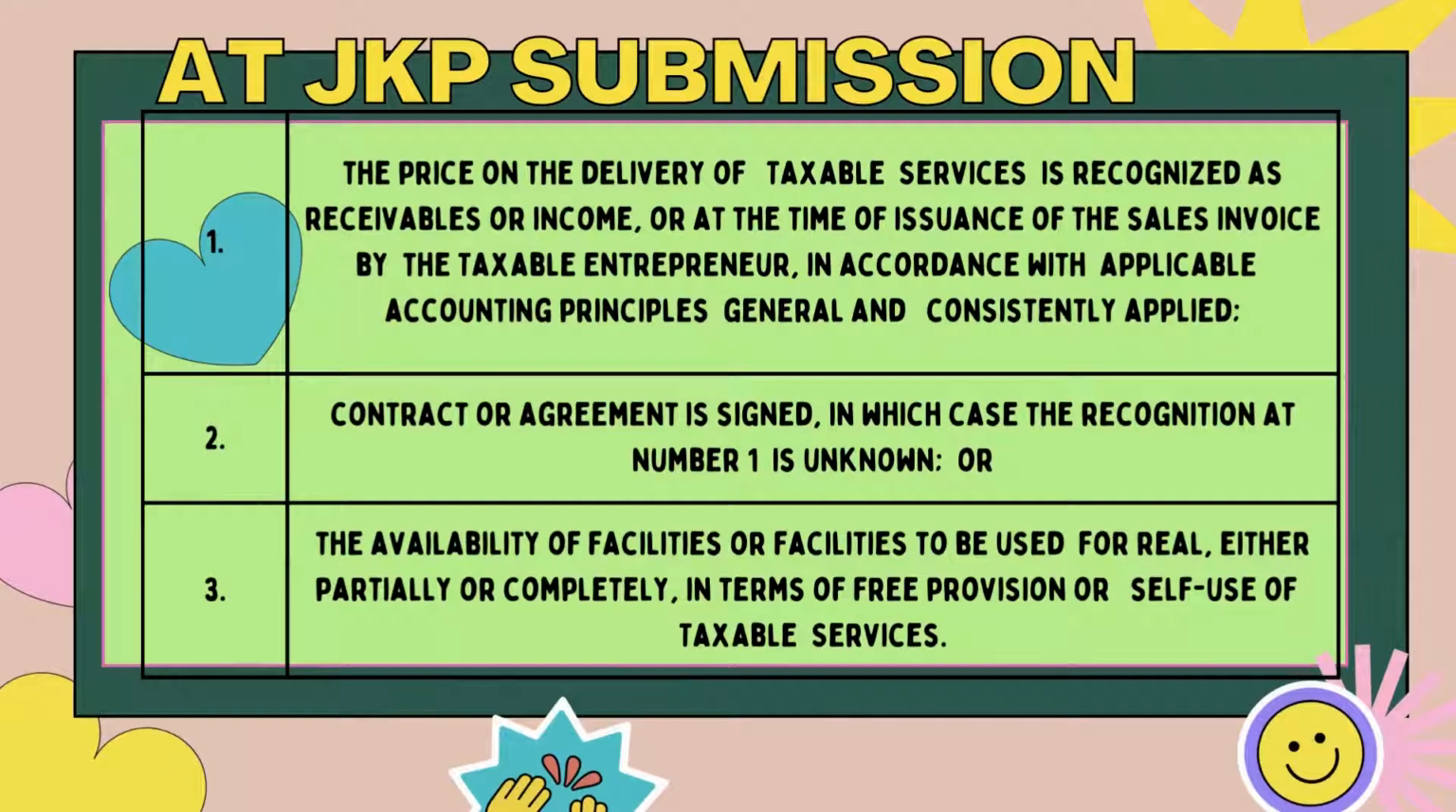For JKP submissions, the price on the delivery of taxable services is recognized as receivables or income, or at the time of issuance of the sales invoice by the taxable entrepreneur in accordance with the applicable accounting principles generally and consistently applied. Second is when the contract or agreement is signed, in which case the recognition of number 1 is unknown. Third is the availability of facilities to be used for real, either partially or completely, in terms of free provisions or self-use of taxable services.